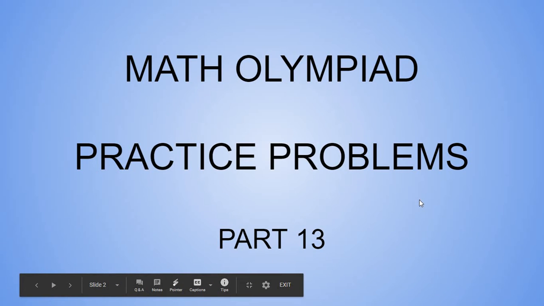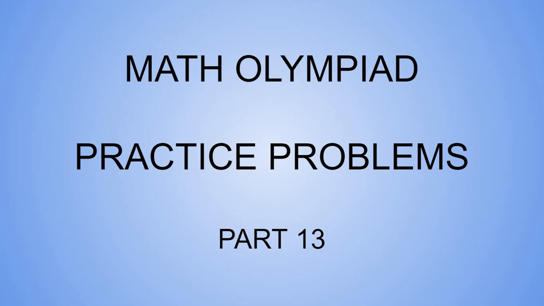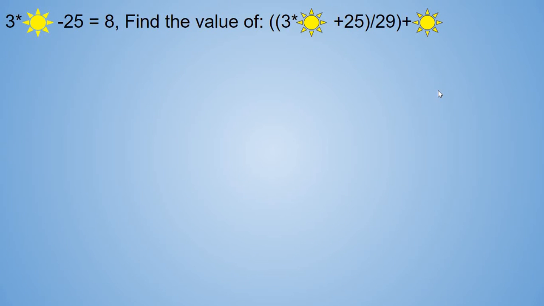Today we're going to be doing another Math Olympiad practice problem set, part 13, so I'm really excited. So let's get going to number 1. Problem number 1: 3 times sun minus 25 equals 8. Find the value of 3 times sun plus 25 divided by 29 plus sun.